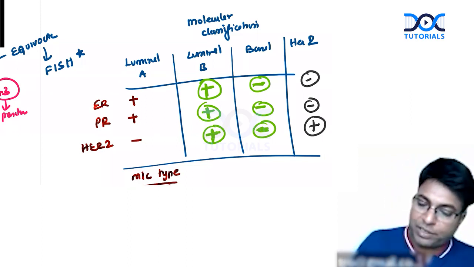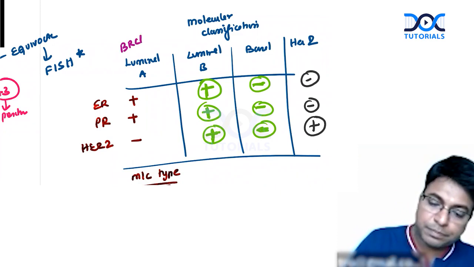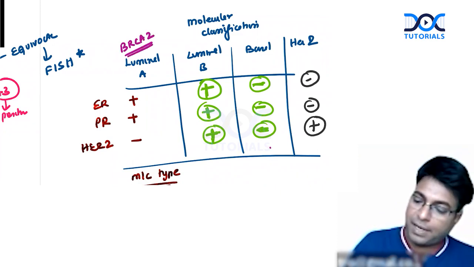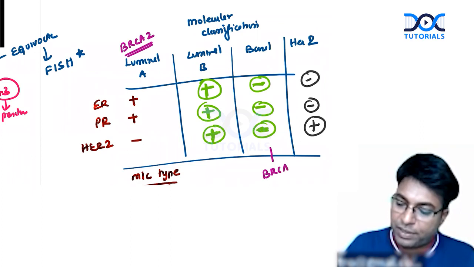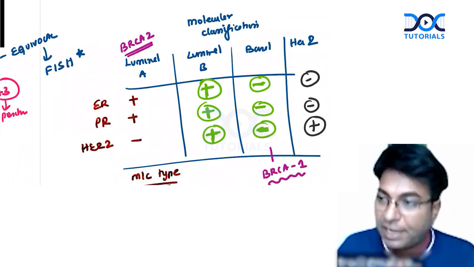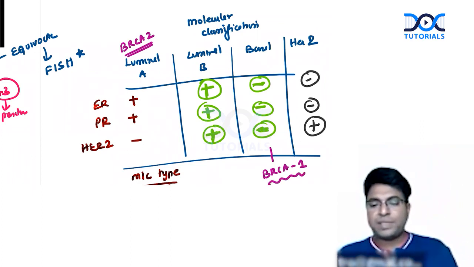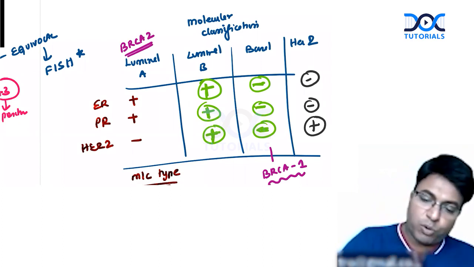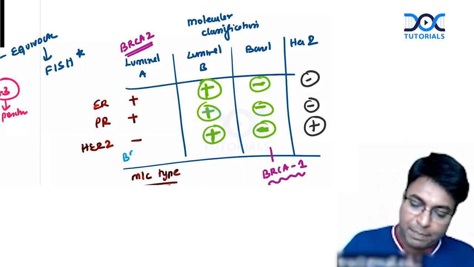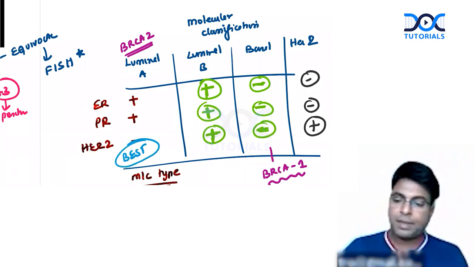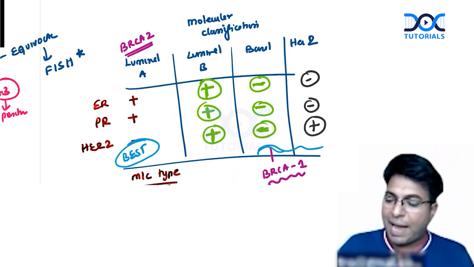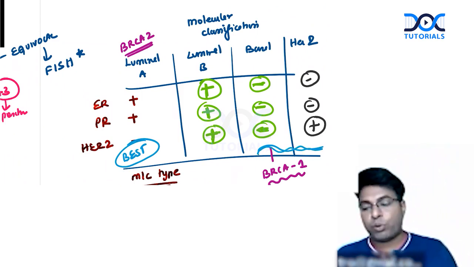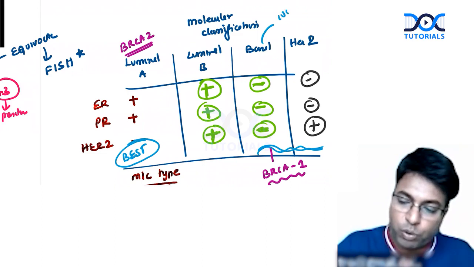BRCA2 is associated with luminal A type. BRCA1 is associated with basal type. So these are all simple questions you'll be seeing in your exam. The best prognosis is with luminal A type. Basal and HER2 have bad prognosis, they both have bad prognosis. Basal will have the worst prognosis.